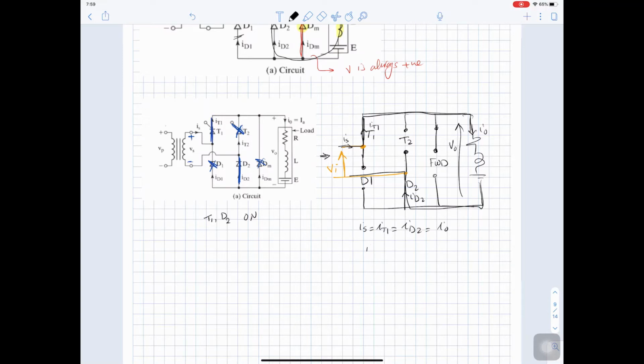And we can see that I diode 1 equal I thyristor 2 equal to I freewheeling diode equal 0. All of them are turned off. V thyristor 1 equal to V diode 2 equal 0 because they are on.